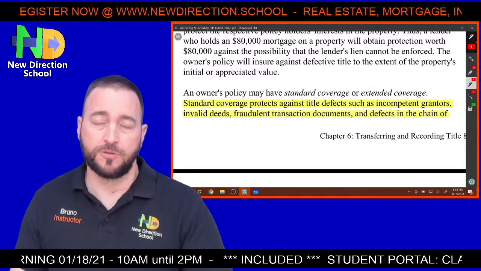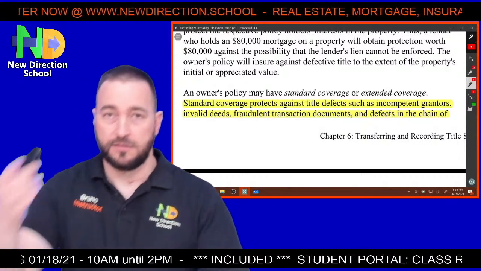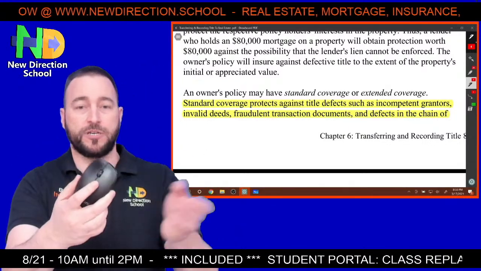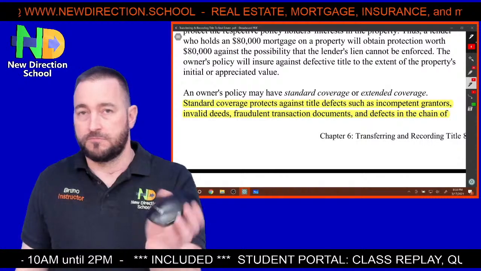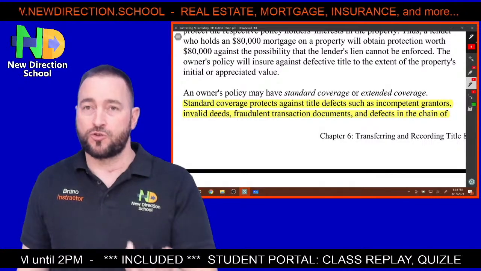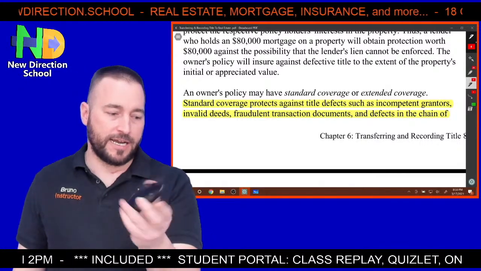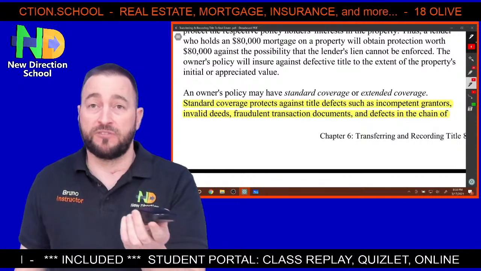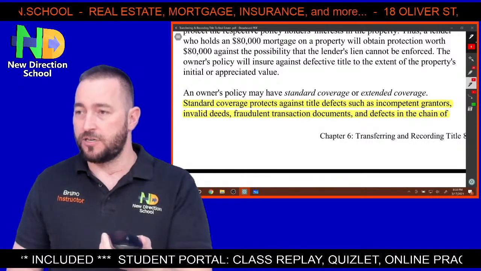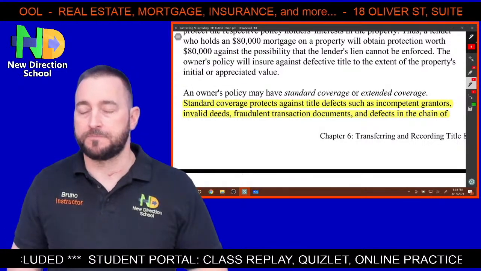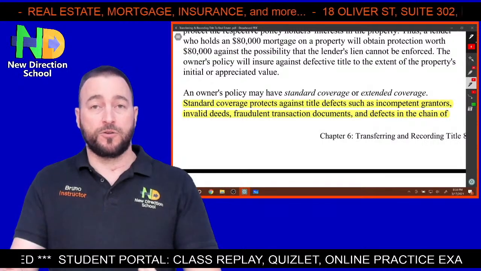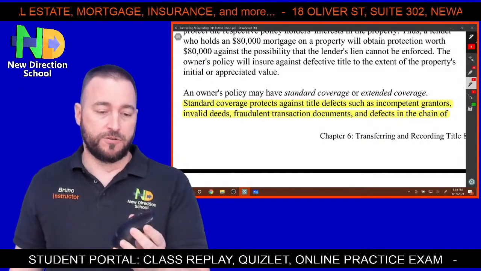So marketable is I'm selling this mouse as a mouse, and it has no issues. It works perfectly. Insurable, well, I looked at it. I examined it. It looks perfect. It clicks. It's good. I'm going to insure it. Simple. Okay?